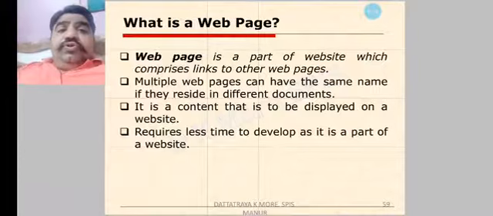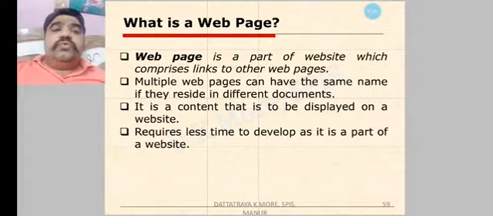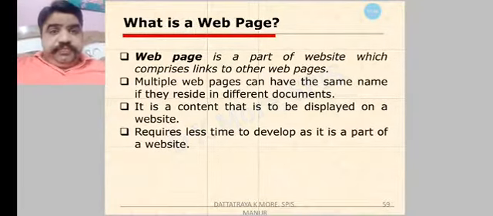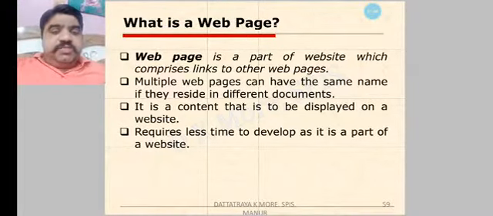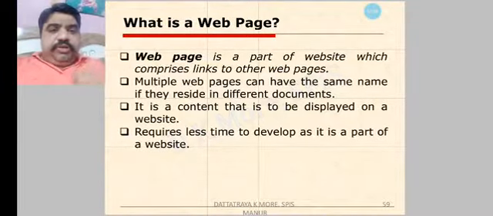Now let's go through that. What is a web page? A web page is a part of a website which comprises links to other web pages. It's a small part of a website, just like suppose a 20-page website is there, so those 20 web pages are combined or linked together to each other.